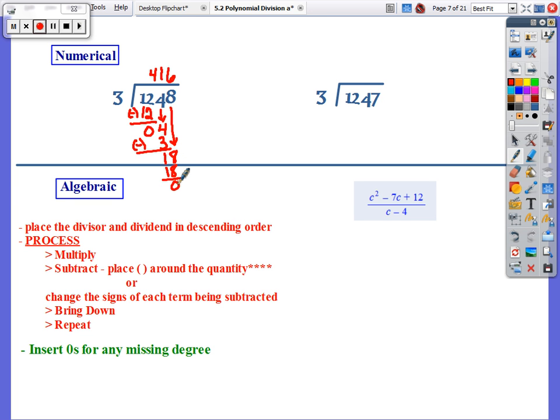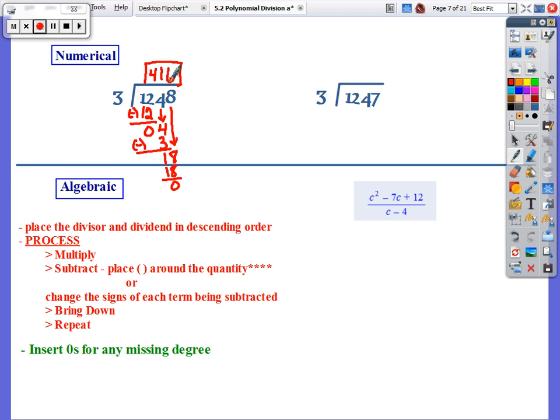Now that tells me a few things. First off, my answer to this, my quotient, is 416, so that's technically my answer. But what does that tell me with the remainder of 0? It tells me that 3 goes into 1248 evenly. In other words, it's a factor of 1248. What else is a factor of 1248?